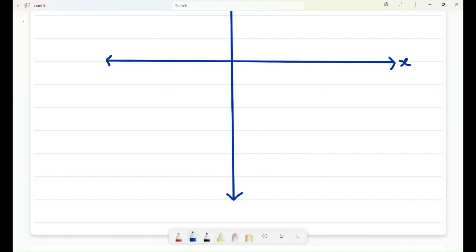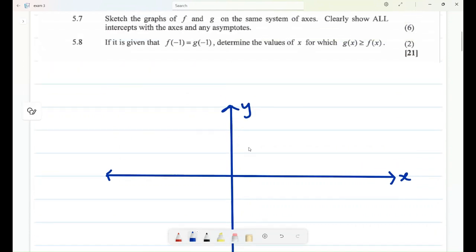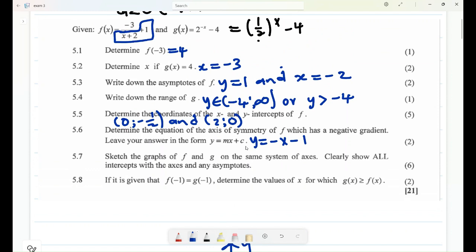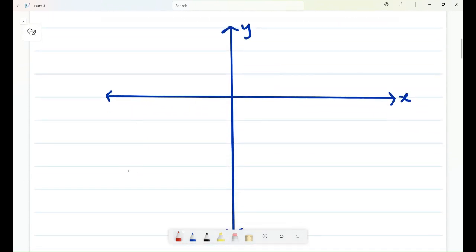This is my x. Please label this is your x. This is your y. Now, can you start first with a graph of which one? Let's start with an exponential. It has an asymptote here at negative 4. So we're going to come here and say, let's say somewhere here this point is negative 4. That asymptote there is at negative 4. Or you can say y is equal to negative 4 here.